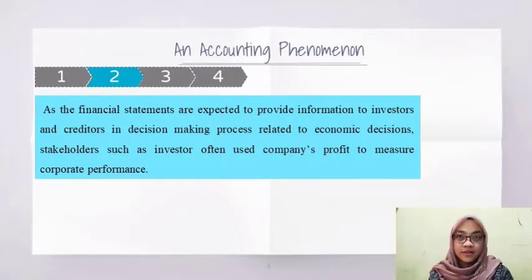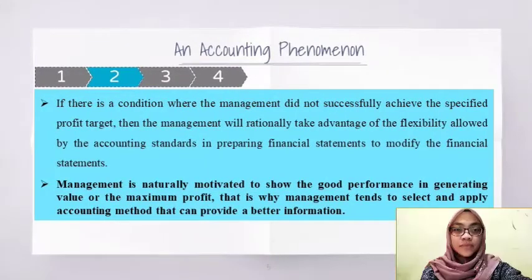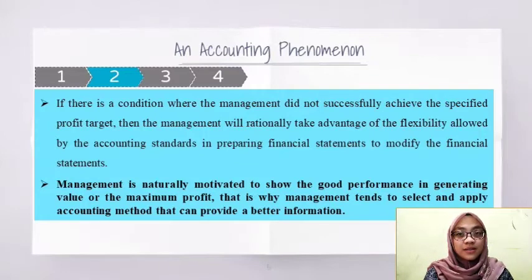Consider an accounting phenomenon. As financial statements are expected to provide information to investors and creditors in the decision-making process related to economic decisions, stakeholders such as investors often use companies' profit to measure corporate performance. If the management didn't successfully achieve the specified profit target, then the management will rationally take advantage of the flexibility allowed by the accounting standard in preparing financial statements to modify them.